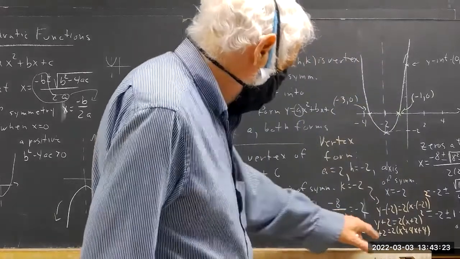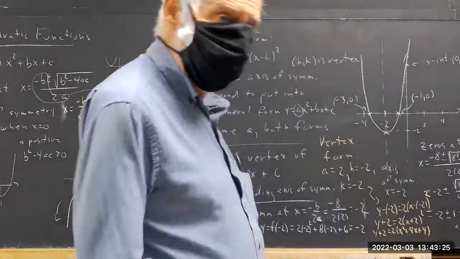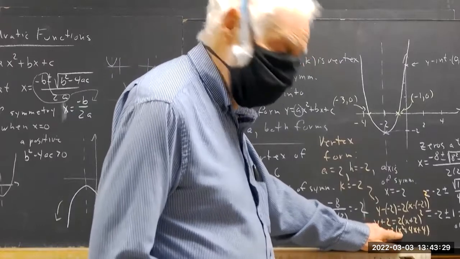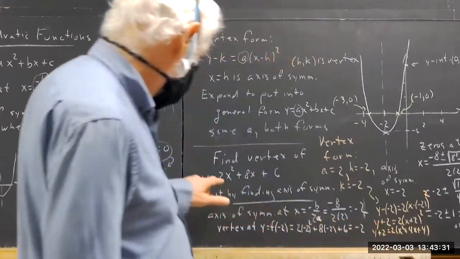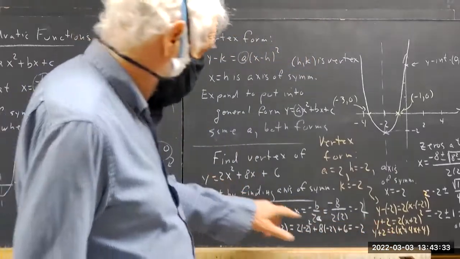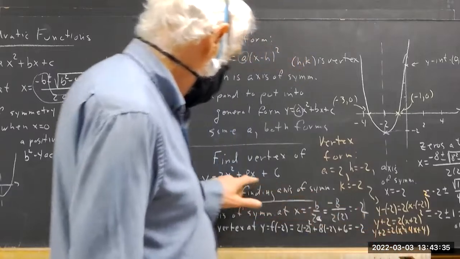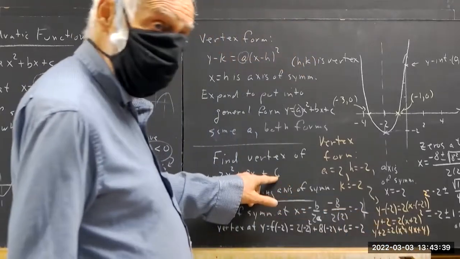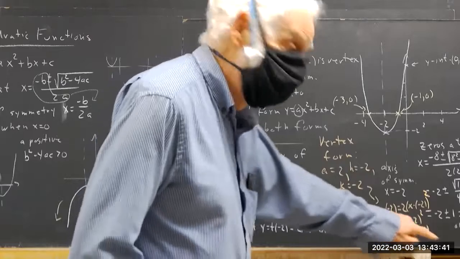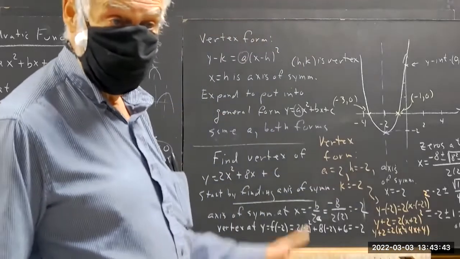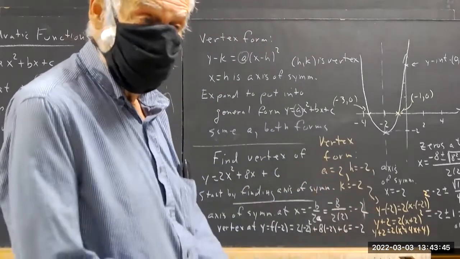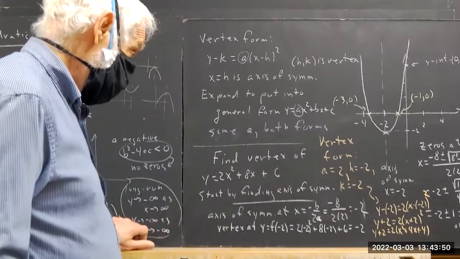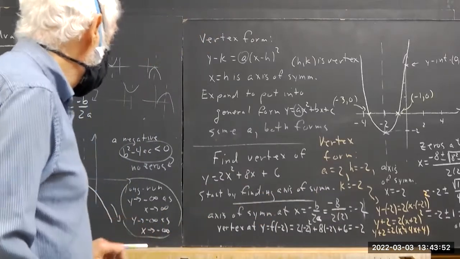By squaring x plus 2, I get x squared plus 4x plus 4. If I multiply that by 2, I get 2x squared, which matches this, plus 8x, which matches this, plus 8, which doesn't match this, but then I have to subtract 2 from both sides, and that gives me 6. So it does match. So we've come full circle. I don't have room to write that last step down, so check it out yourself.